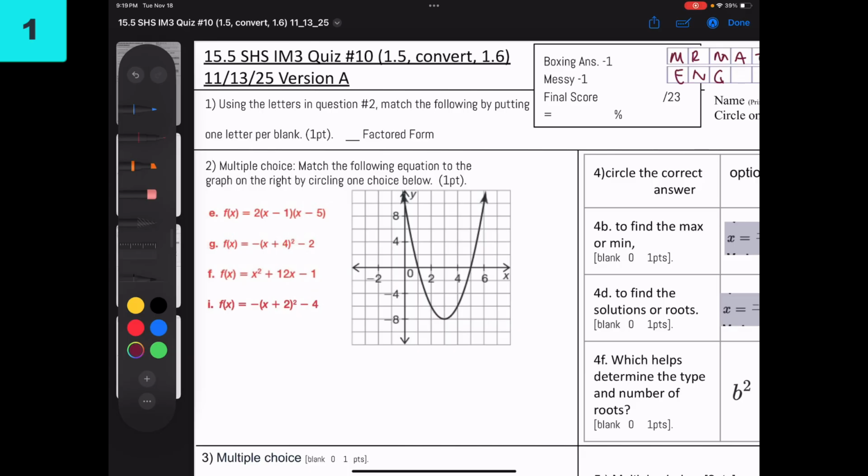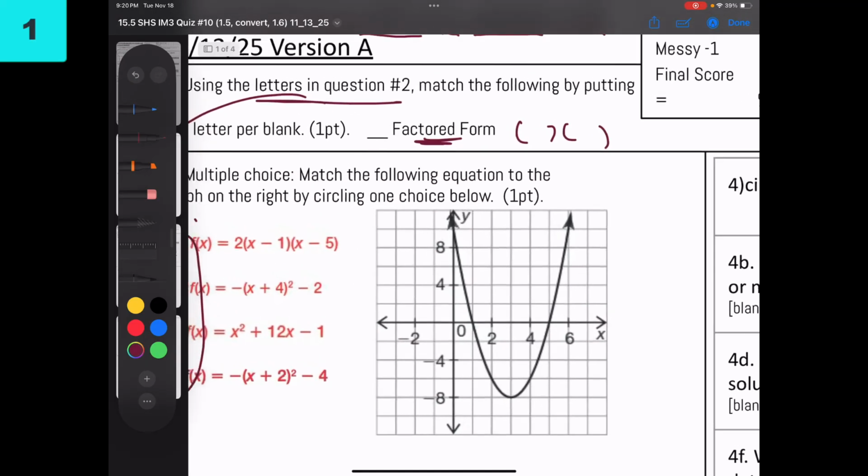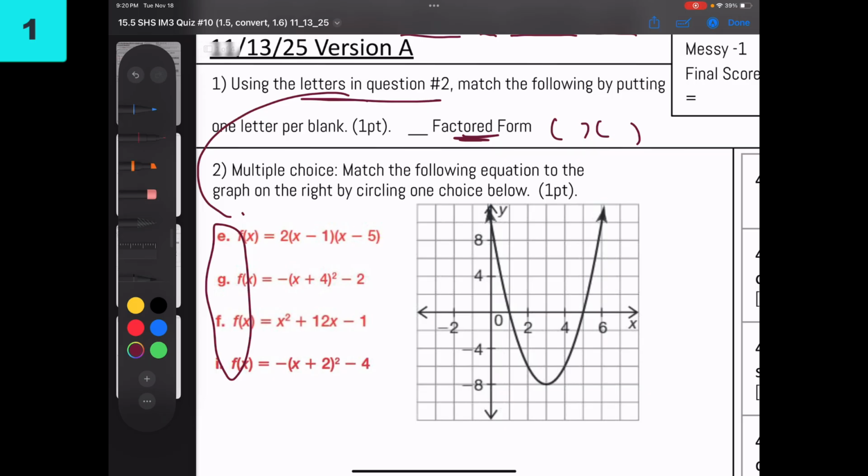Hey guys, this is Mr. Mathing going over the Integrated Math 3 Quiz 10 1.5 Converting Quadratic Equations and Quadratic Formula, November 13, 2025. Using the letters in question number 2, so here are the letters. Match the following by putting in one letter for factored form. So factored form, I'm looking for two sets of parentheses, and that would be choice E. This one.